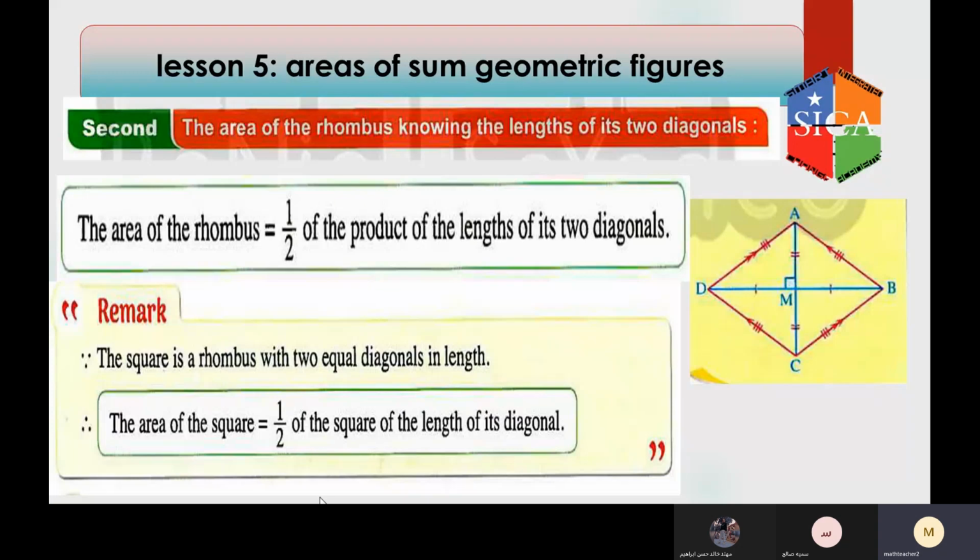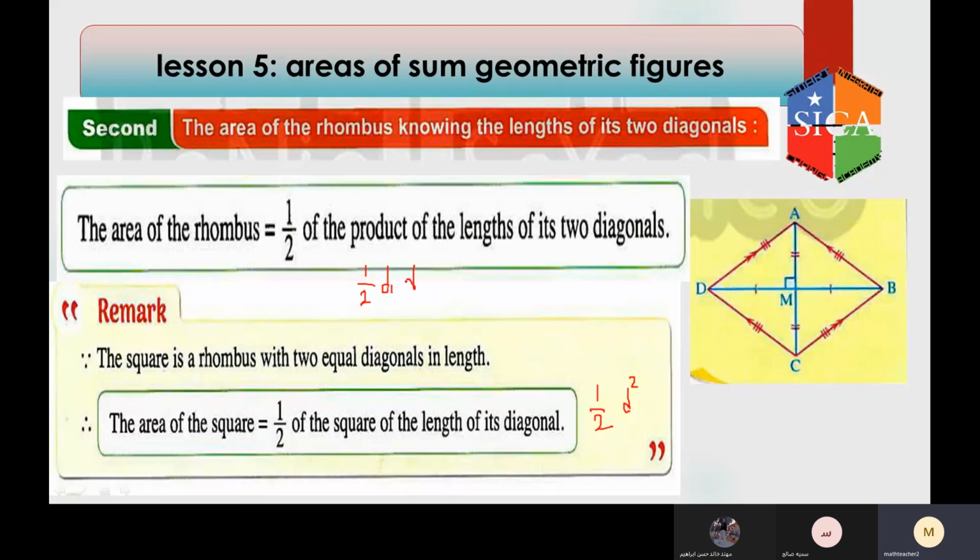But the diagonals in the square are equal. Then we may say half times d square. Here, the area of the square, we can say half times d square, because the square has 2 equal diagonals. But in the rhombus, we write half times d1 times d2, because it has 2 different diagonals.